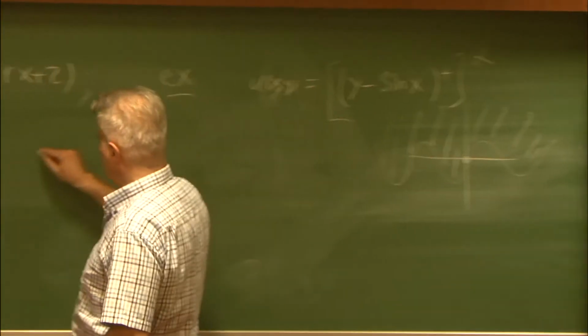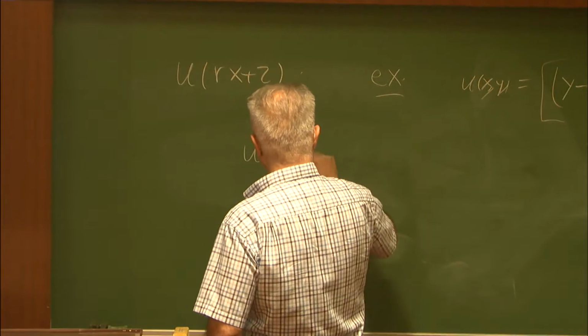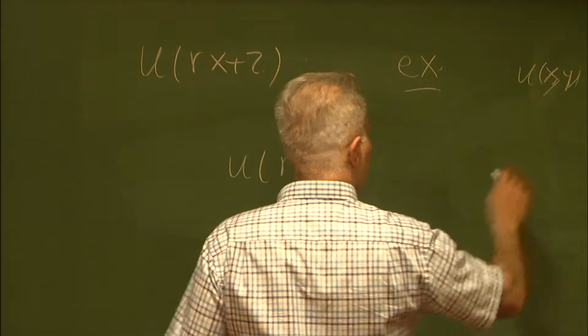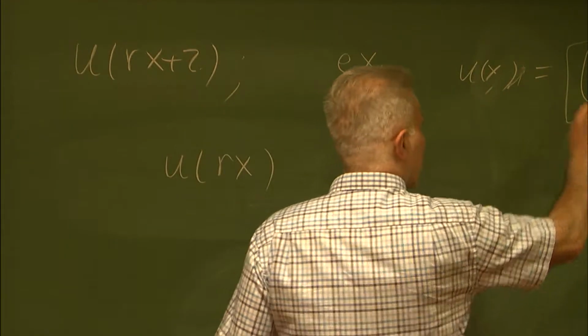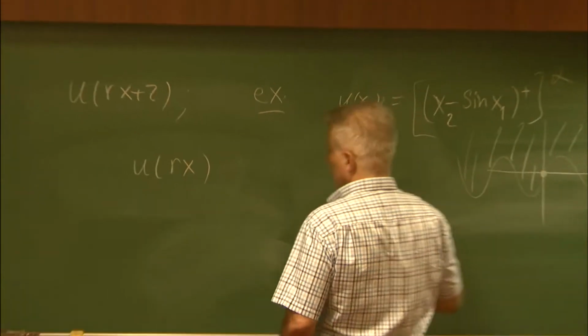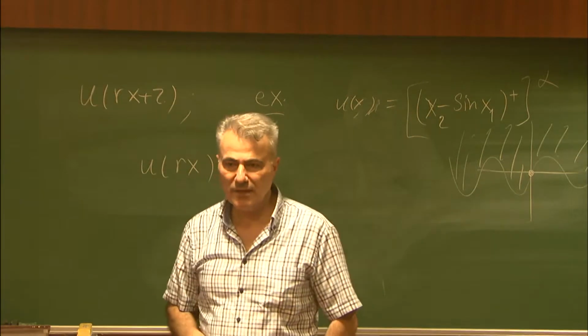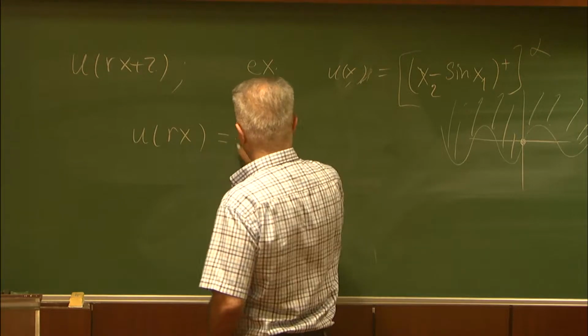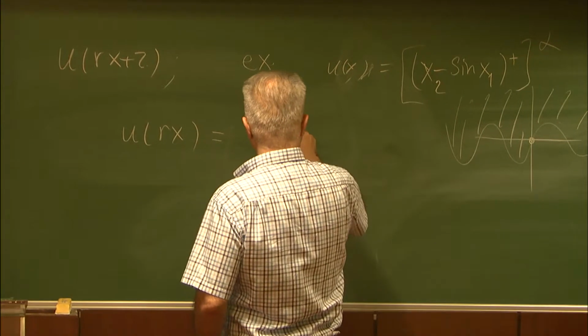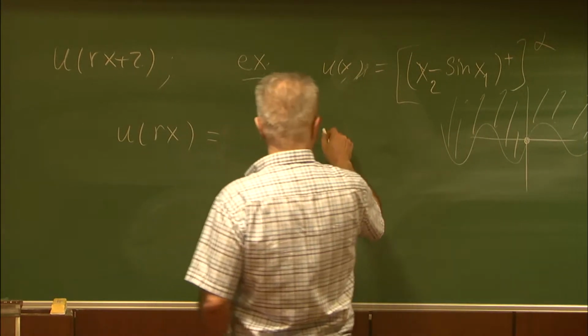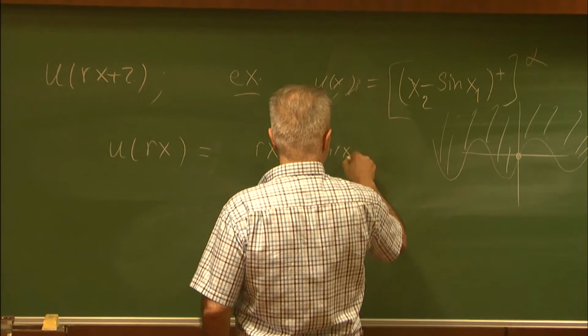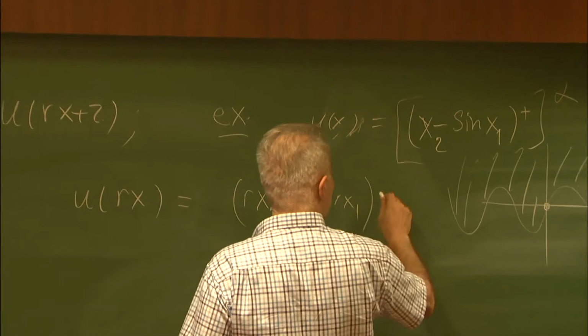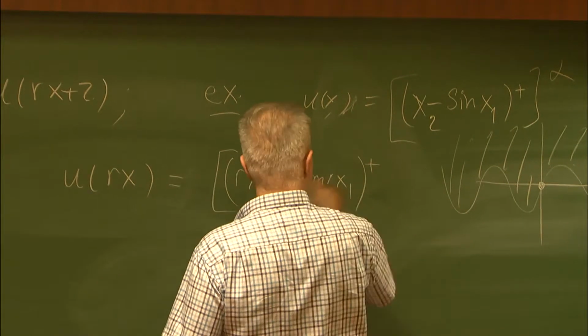If you want to zoom this at the origin, you go for x equals (x_0, x_1, x_2), let's say, and the function x_2 minus x_1. Simple. So if you zoom this, what happens? You have u of rx, which is going to be (r x_2 minus sine of r x_1) to the power plus, power alpha.